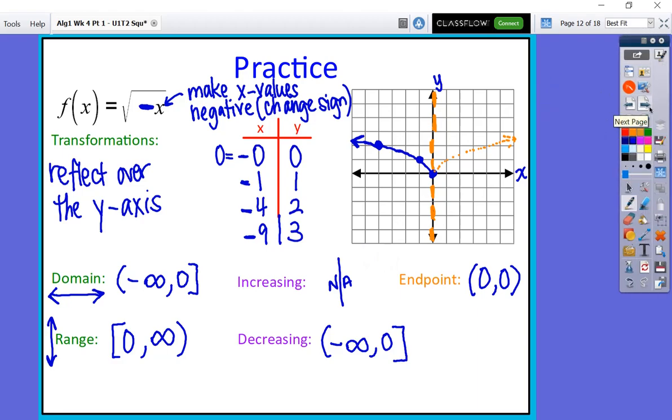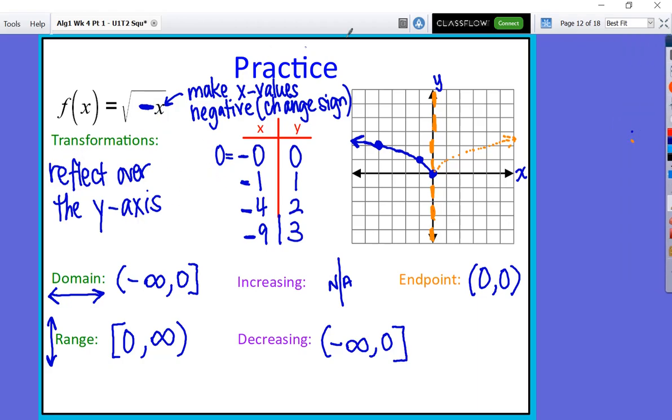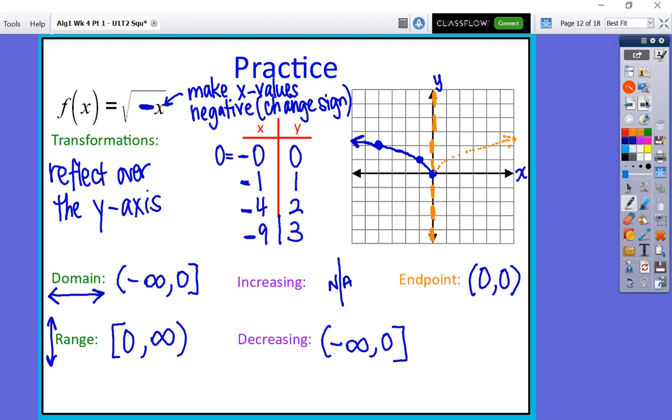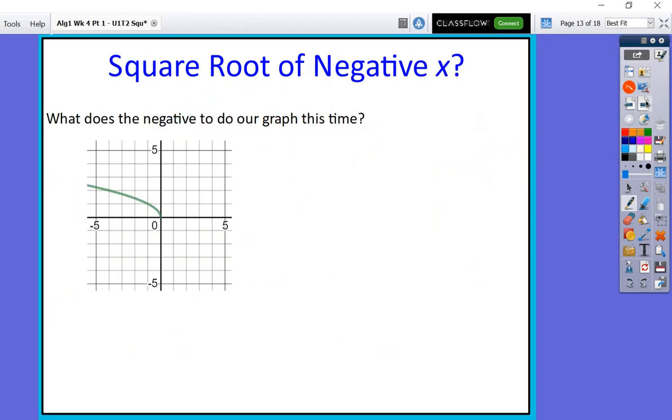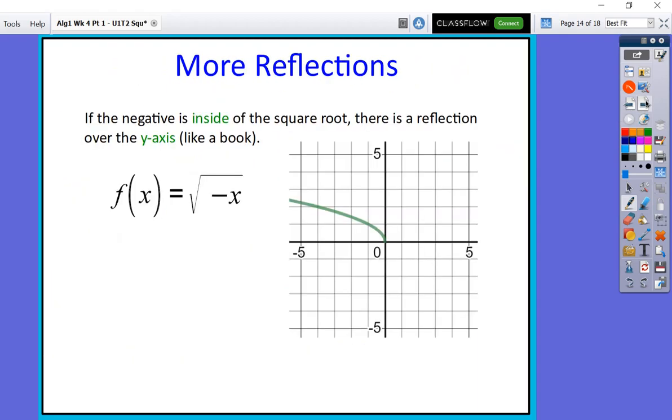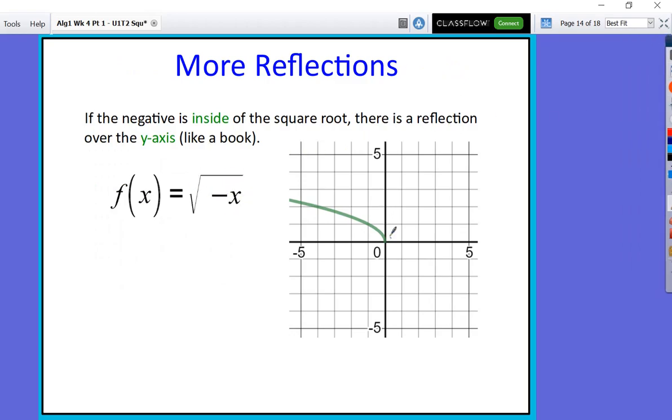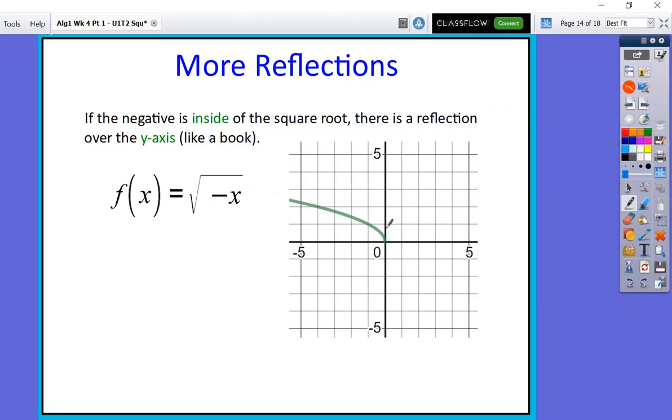Ain't that fun? This is a classic move. I want you to know your transformations and the negatives. You gotta know that inside out. Go visit your Algebra 2 notes from then. So in summary, the negative in the square root in front of the x is a reflection over the y-axis, like a book. Ooh, and they even look like book pages here. Ain't that fun?